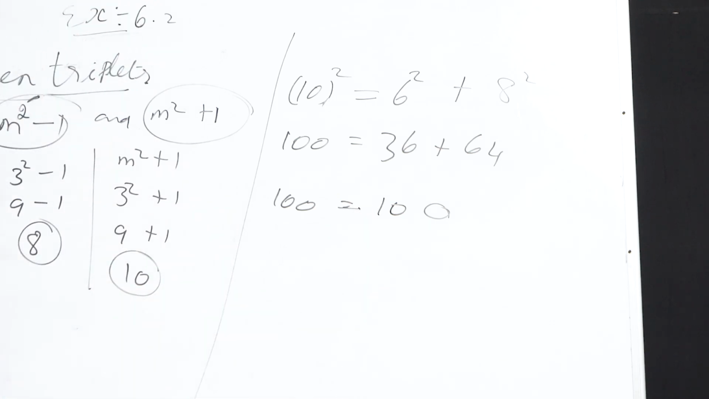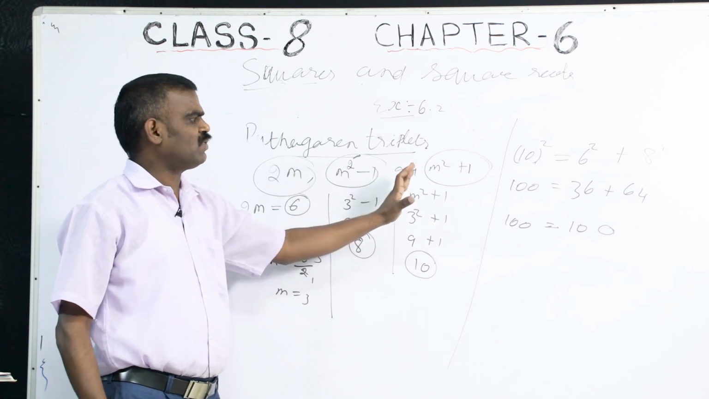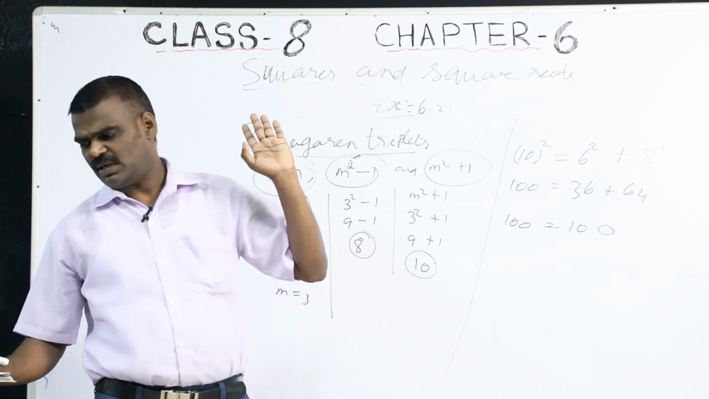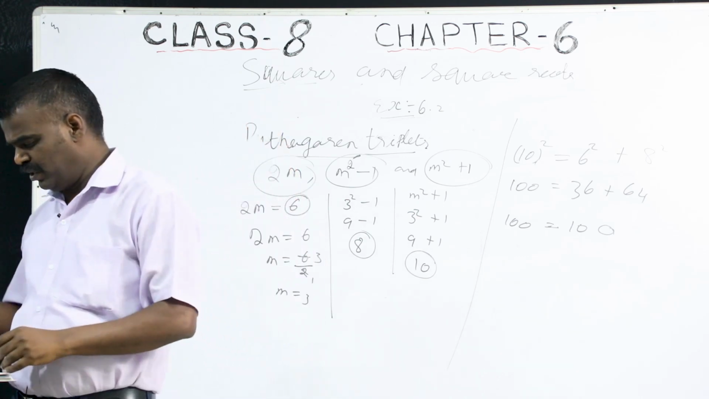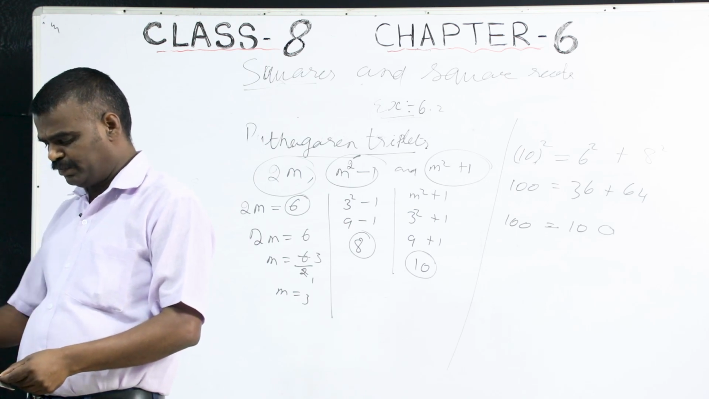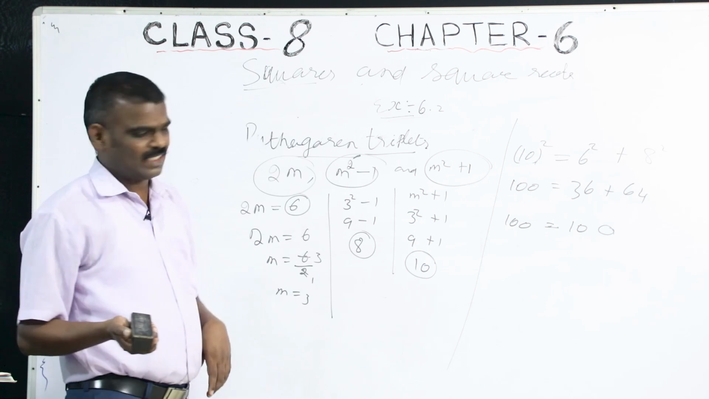So, if you put numbers in the form 2m, m square minus 1 and m square plus 1, then you will get the Pythagorean triplet. Shall we do one more, or okay? Let us go to exercise 6.2 now.